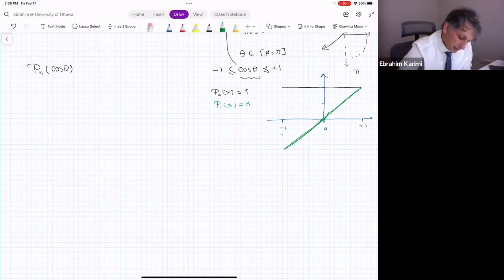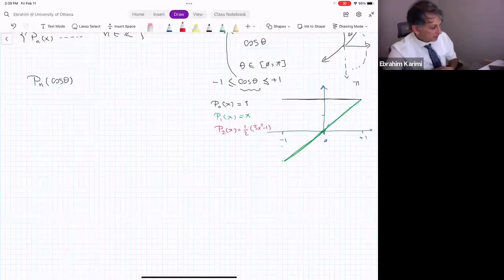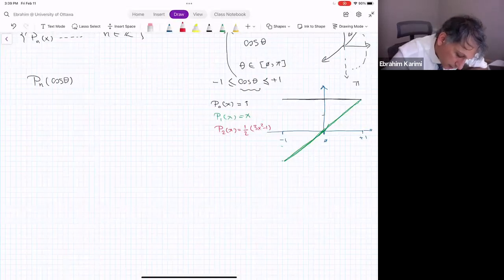What about the next one, which is P2 of x, which we just found, which is 1 divided by 2, 3x power of 2 minus 1. That is a parabolic one. And if we look at that at x equal to 0, the value will be -1 divided by 2. So that should be here, -1 divided by 2. And then the coefficient is positive, it is 3 divided by 2. It goes like that, a parabola like this.